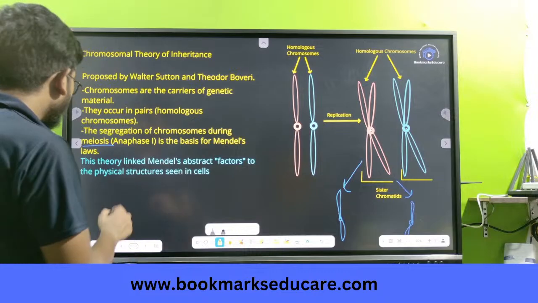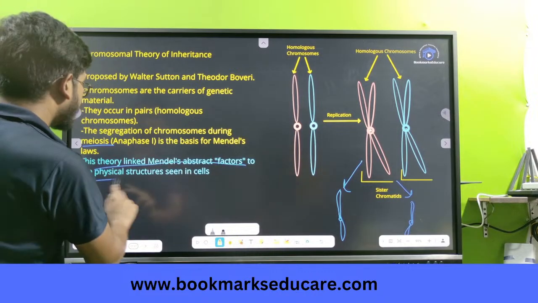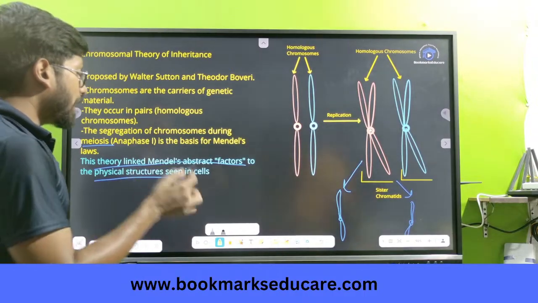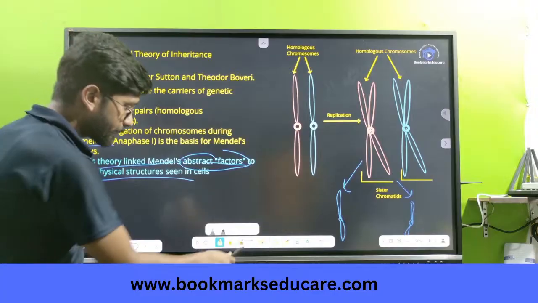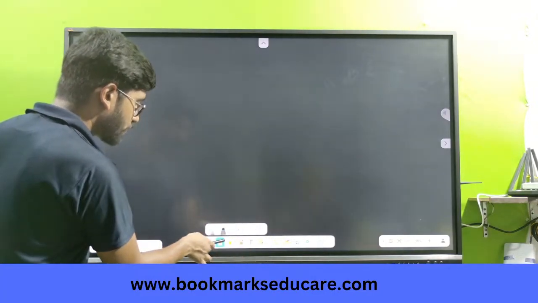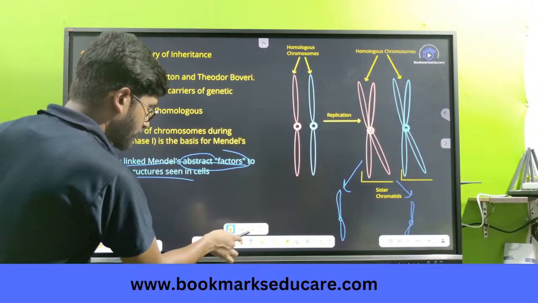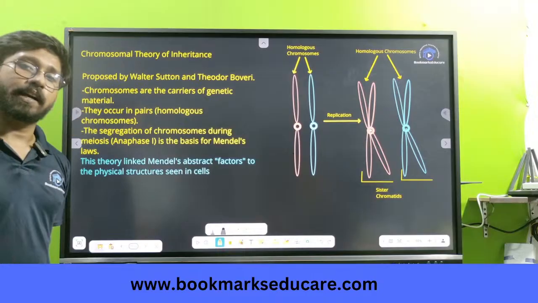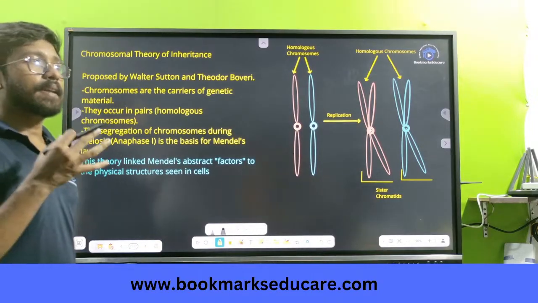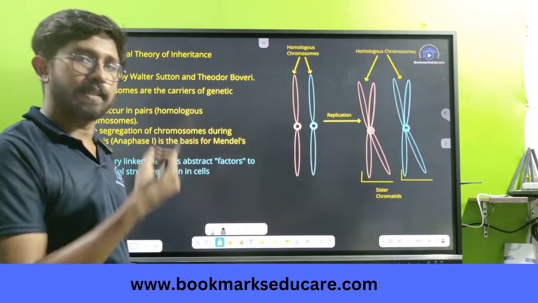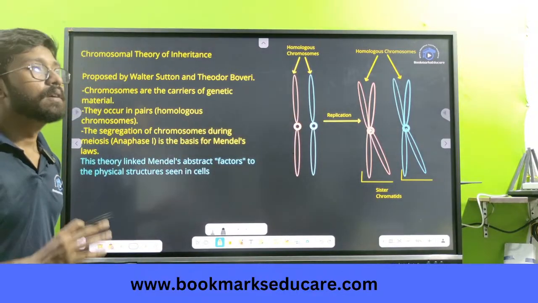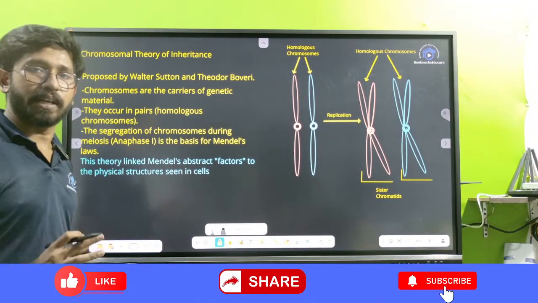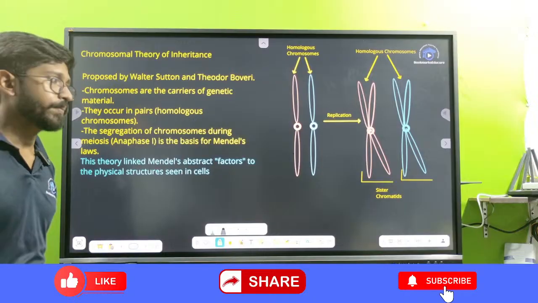Stay connected, okay? And this theory linked Mendel's abstract factor to physical structures seen in the cell. What is that? Why abstract and why factors? Let's see. मेंडल ने जो फैक्टर्स के बारे में बोला था और ट्रेट्स, he said this happens because I can see the phenotype, and he was right. But as scientists, we shouldn't always accept some people's word for it, even though they have logical hypotheses.